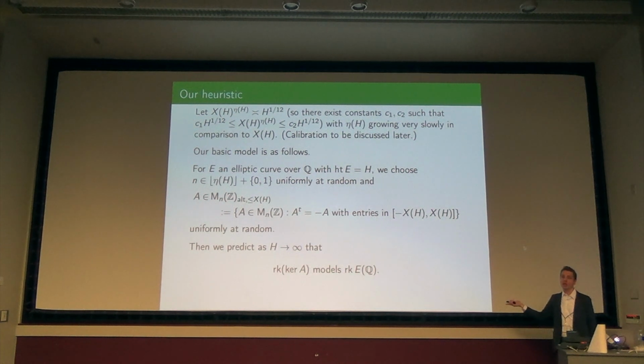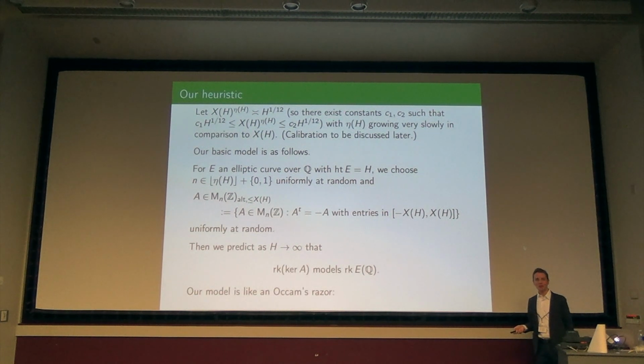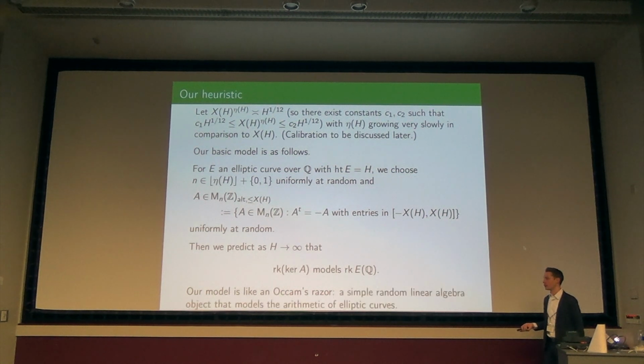Where does this come from? It comes from the previous slide with the Z mod NZ's. There's also a thing for Sha. Now, our model doesn't have any real justification. It's a heuristic. I guess I tried to tell you that on the first slide. But it's like an Occam's razor. It's a simple, random linear algebra object from which we can read off the arithmetic of the elliptic curve. Elliptic curves are nonlinear. They've got arithmetic, lots of stuff jammed into them, hard to understand. Let's replace that by a matrix of a given size, measured by the complexity of the elliptic curve in its height, and then we can read off something like predictions for the rank of the elliptic curve.